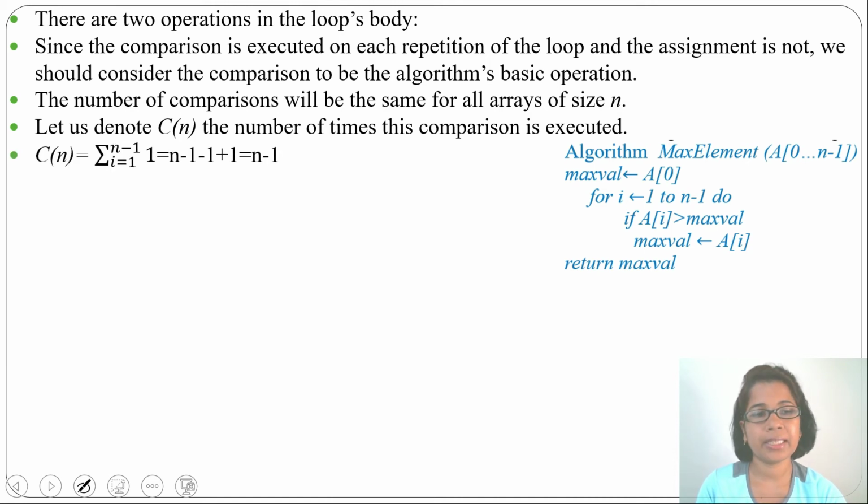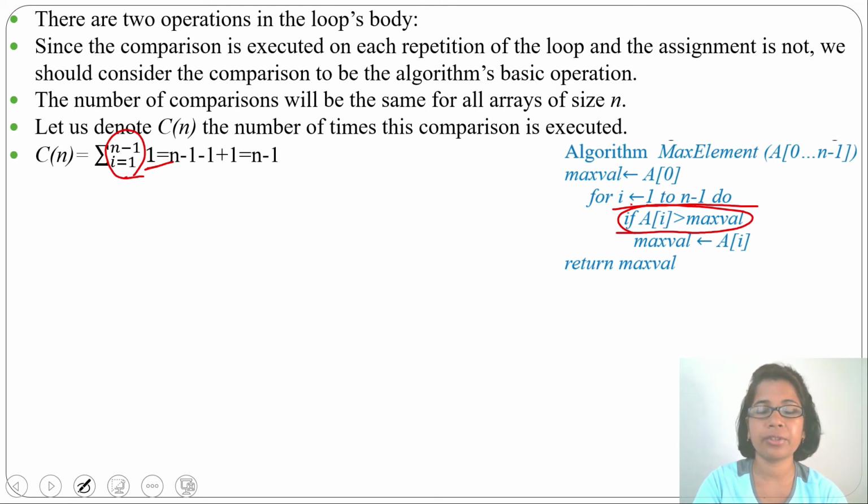We can write C(n) as the sum of 1, with I ranging from 1 to n minus 1. This range is for the loop, for I equals 1 to n minus 1, and this 1 is because we are doing one comparison for every I. For I equals 1, we are doing one comparison. For I equals 2, one comparison. For I equals 3, one comparison. That's why here 1.